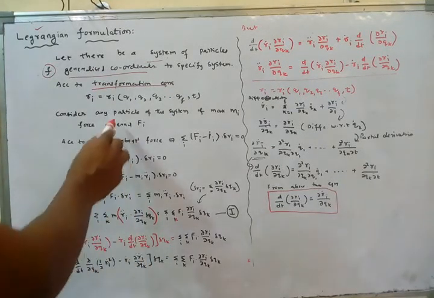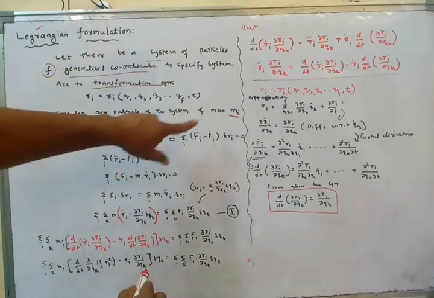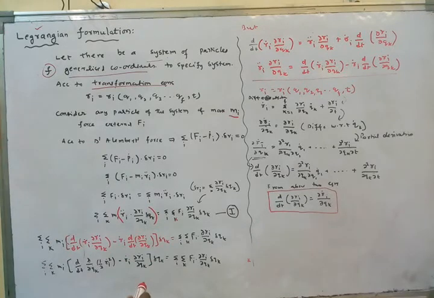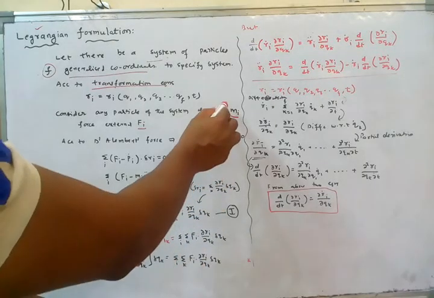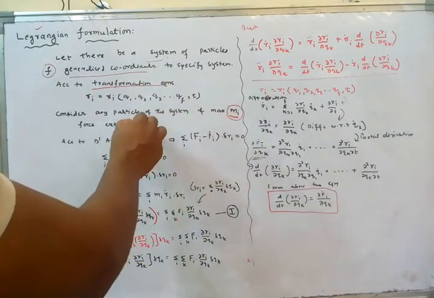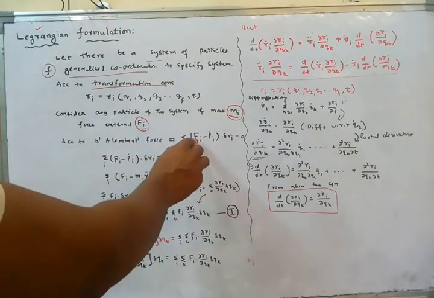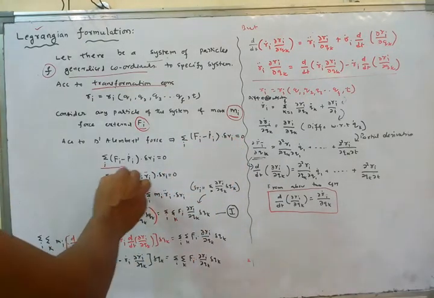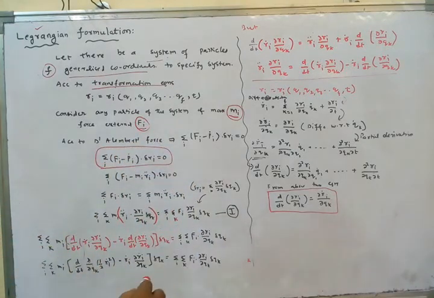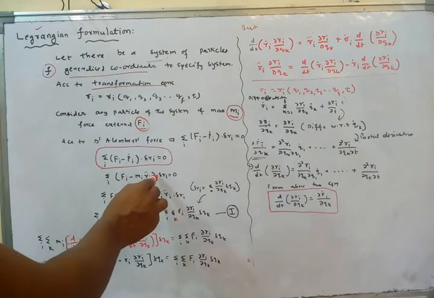Next, consider any particle of the system, of mass mi. The force on the ith particle is Fi. According to D'Alembert's principle, sigma (Fi minus pi dot) dot delta Ri equals 0. This is D'Alembert's equation. Here Fi is the force on the ith particle, and pi is momentum, mi Ri double dot.